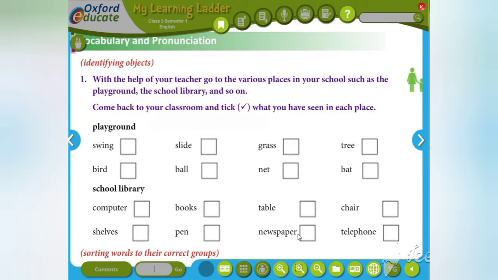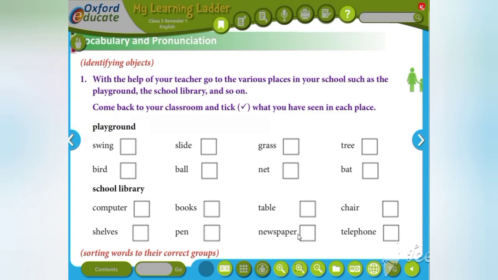So what is there in the first part? With the help of your teacher, go to various places in your school, such as the playground, the school library, and so on. Come back to your classroom and tick what you have seen in each place. Now it is impossible to go to our school playground and school library, right? Because you are at home. But anyway, you can just imagine. Previous year you have been to our school playground and school library, so you just imagine it and tick it.